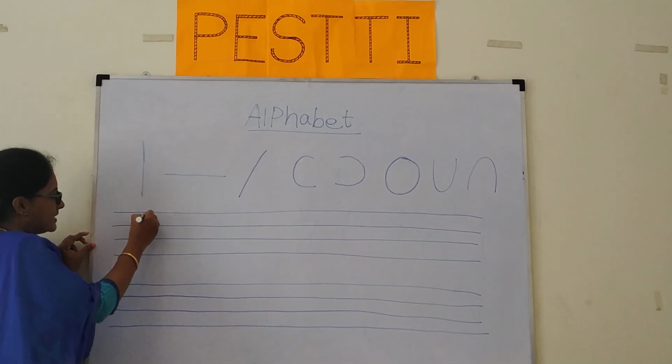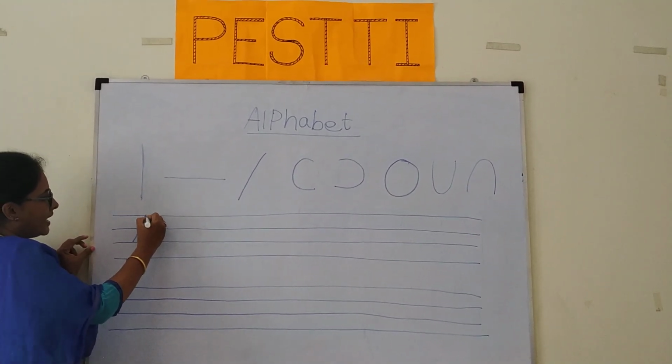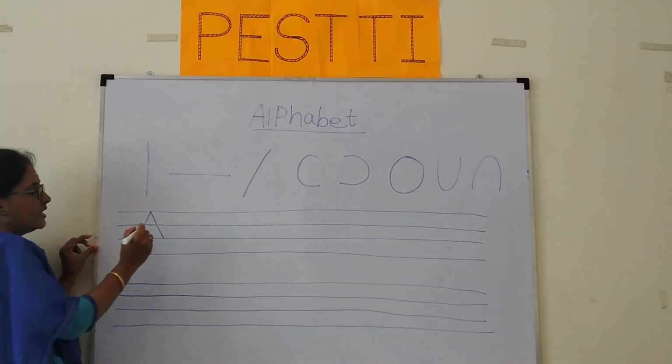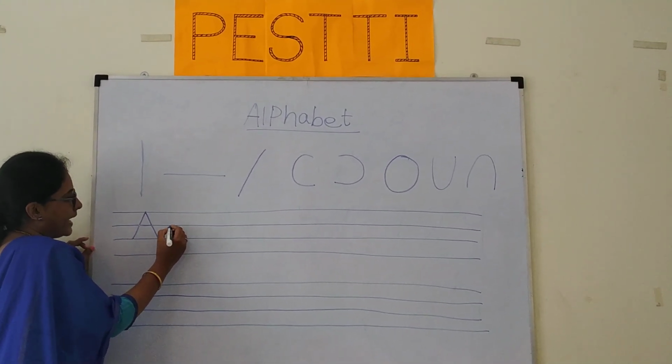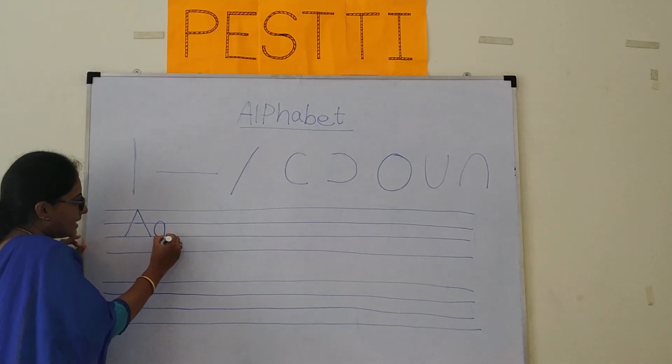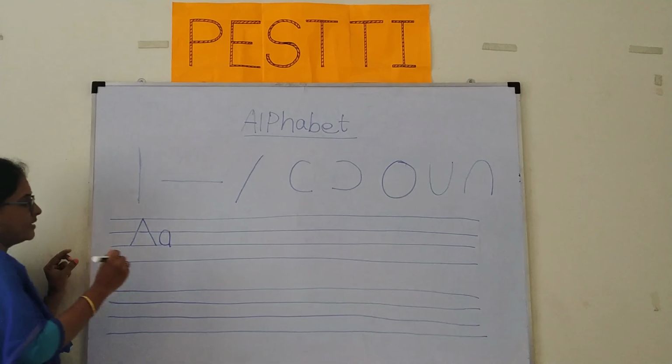Apple. Slanting line, again slanting line, then sleeping line, then small a. C curve, then small standing line.